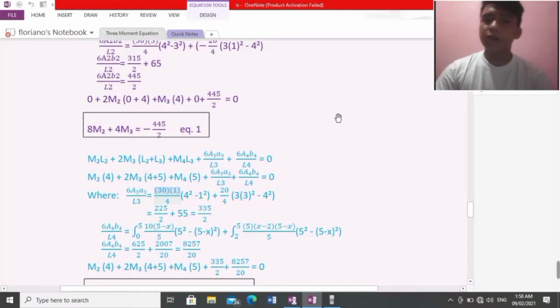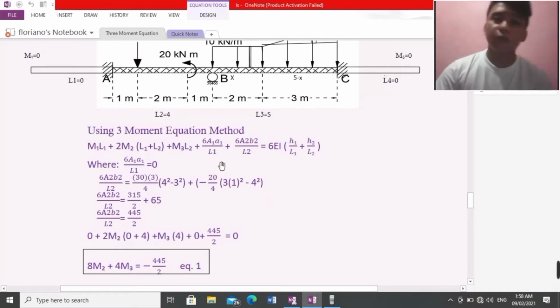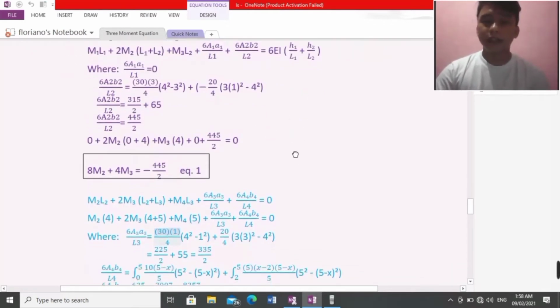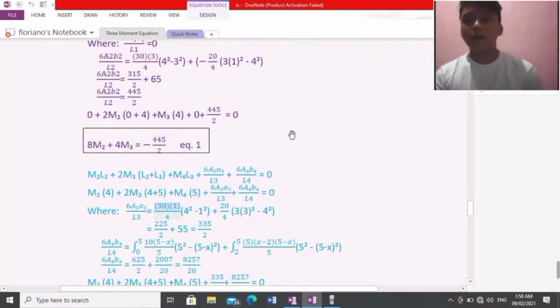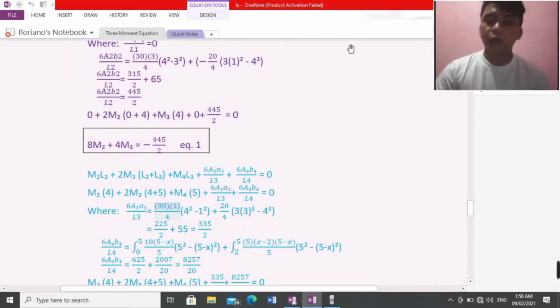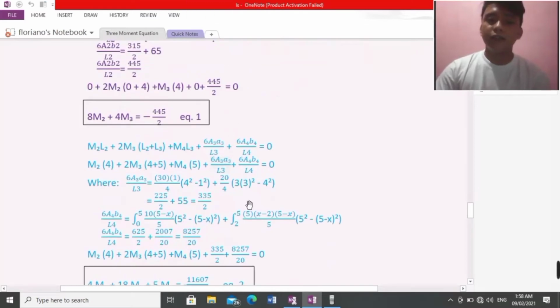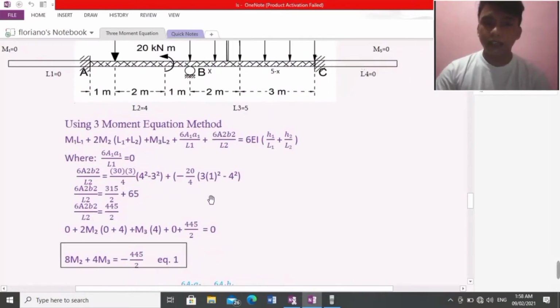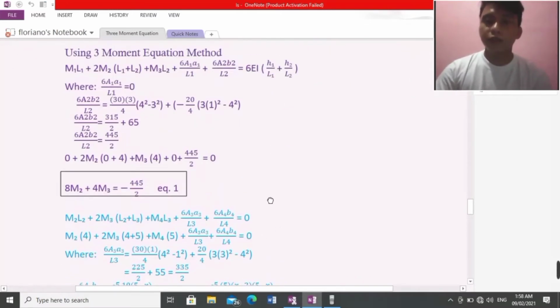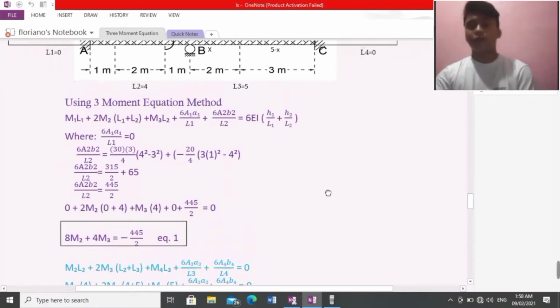Plus, yung formula naman ng concentrated moment natin, na kung saan naka-counterclockwise sa left span, is M all over L multiplied to 3A squared minus L squared. So, nandito na din yun. So, 20 yung moment natin, yung value ng moment is 20. All over the L is 4 multiplied to 3 times A natin is 3. So, dito yun. 3 squared minus 4 squared. So, yung length natin is 4 squared.